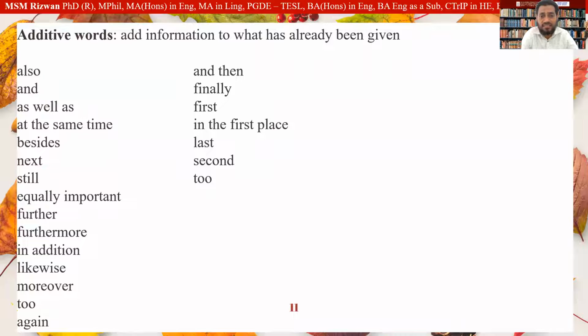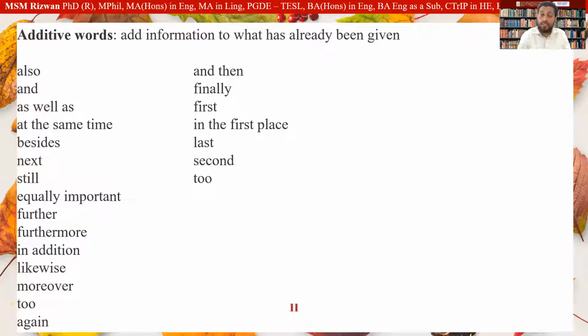Yes, any one of the volunteers, can you please read the given additive words? Also, and, as well as, at the same time, besides, next, still, equally important, further, furthermore, in addition, likewise, moreover, too, again, and then, finally, first, in the first place, last, second, to.